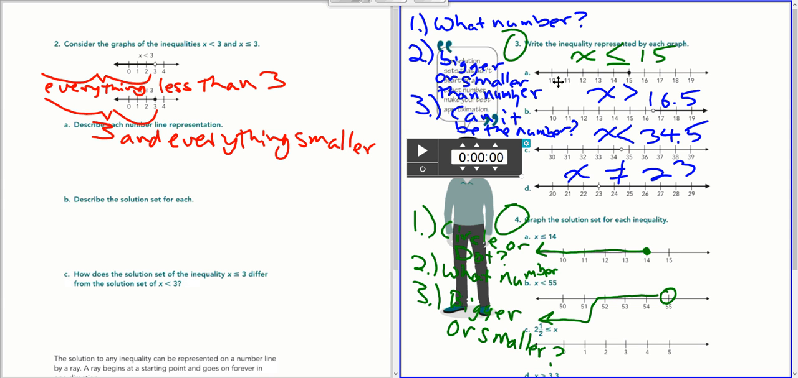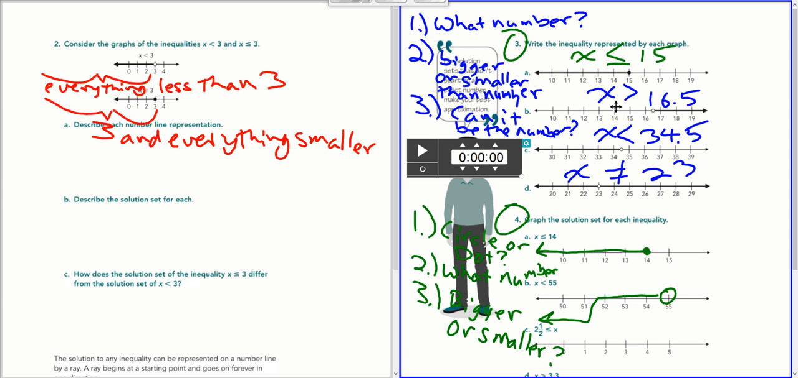Since these are smaller than 15, I need to make it so it's going this way, so that the less than sign faces the x. So x is less than 15. But since it's got the dot, I need to put the line underneath the less than sign. Very similar to this one over here. And then, can it be the number? That's what I'm asking. Is it a circle or a dot? Can it be that number? Is it less than or is it equal to?